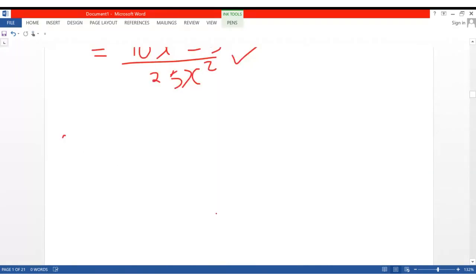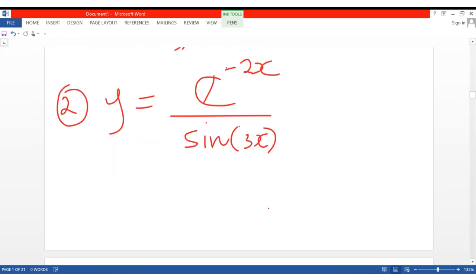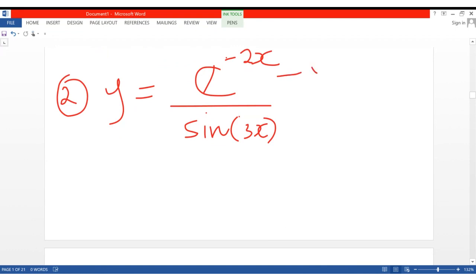Number 2, y is equal to exponential negative 2x all over sine 3x. We try this one. Again, you can easily see it is a quotient. We are dividing two things. So this one I'll call u before I forget, and this one I'll call v. So here u is exponential negative 2x, and my v here is sine 3x.